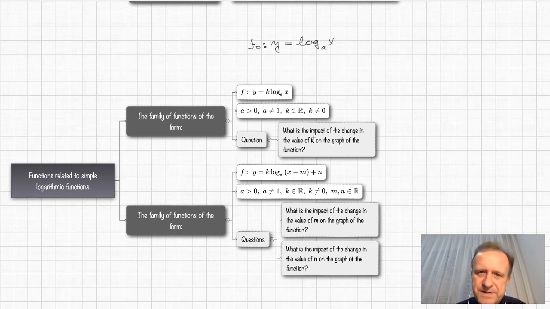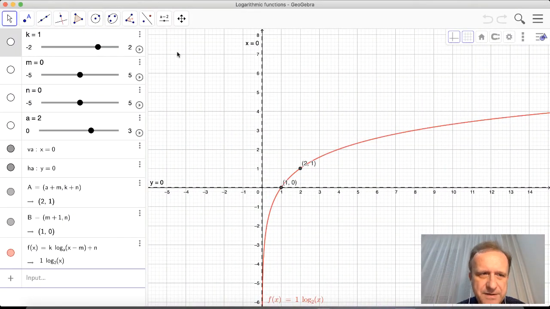So we can research this by looking at the model in GeoGebra, which I have prepared in advance. And what I have here is the graph of the logarithmic function, logarithm in base 2 of x. You can see it here, this red curve. It passes through the points (1, 0) and through the point (a, 1). a is the base, it's 2, and 1 then. And it's strictly increasing and so on. Now, here I have the slider k, which currently has the value of 1. So this function is identical to the simple logarithmic function.